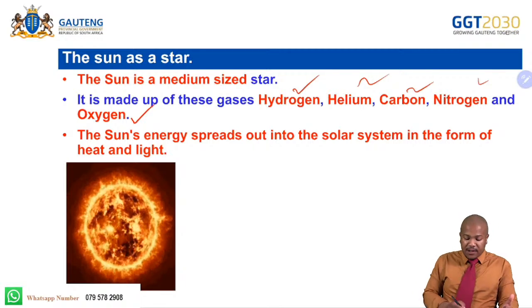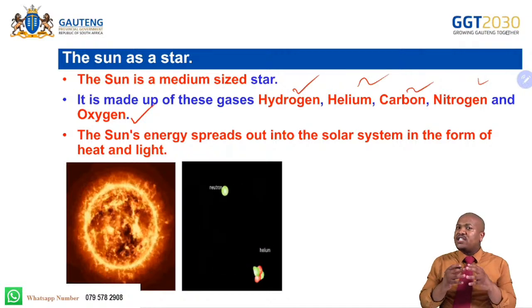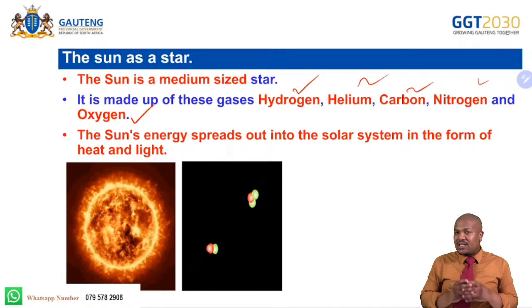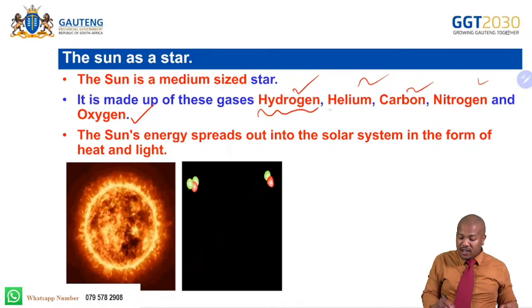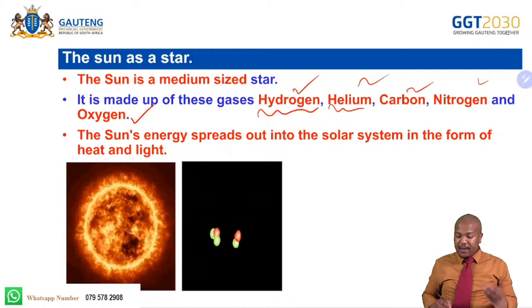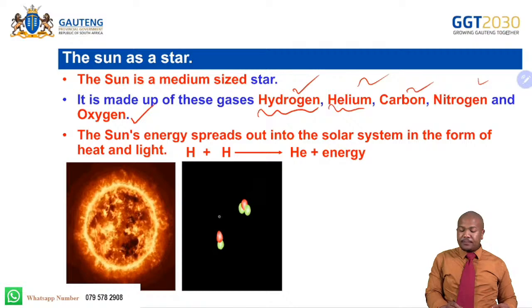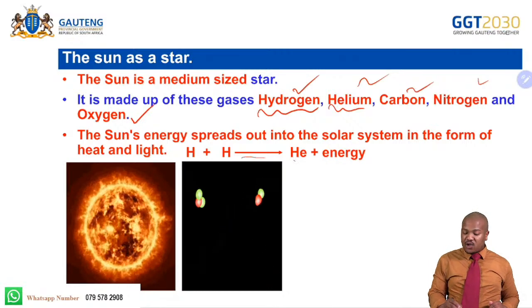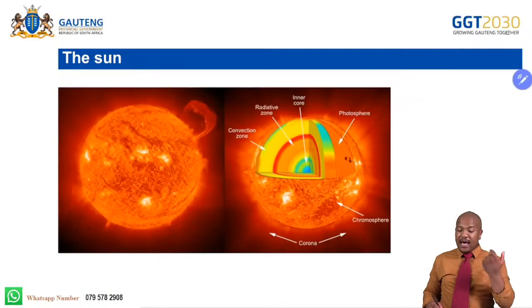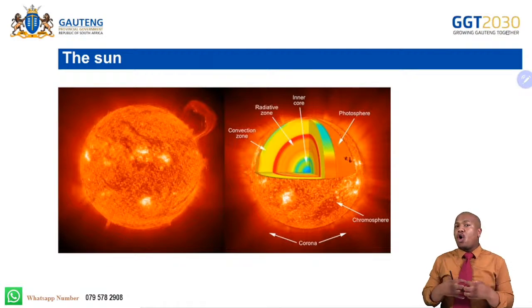As you can see, it is producing what? Heat and light. This is because of what? Nuclear fusion taking place at the core of the sun. The hydrogen gases fusing with each other to form what? Helium gas. So it goes in this formula: hydrogen atoms fusing together to form the product, which is helium and energy. We said that this nuclear fusion happens at the core of the sun.